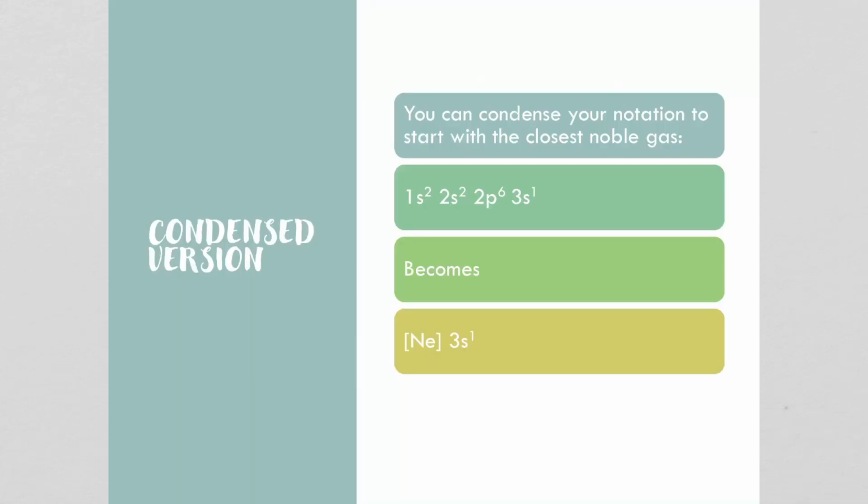Now, you can write electron configuration in a condensed version. So you can actually condense your notation to start with the closest noble gas. So this is the electron configuration for sodium. So you'll see 1s2, 2s2, 2p6, and then 3s1, so sodium. That can be written with square brackets around the symbol for neon, and then just 3s1. So neon and then 3s1.